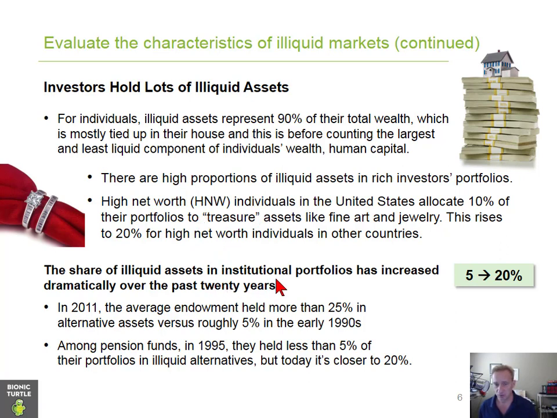With respect to institutional portfolios, he makes the point that if we go back in time, it might have been, for endowments or pension funds, depending on how far back we go, the allocation to alternative assets or illiquid assets might have been 5%, but that's risen to more like 20 or 25% recently.